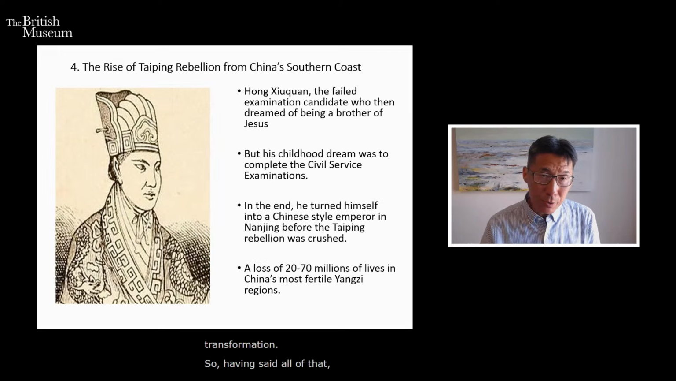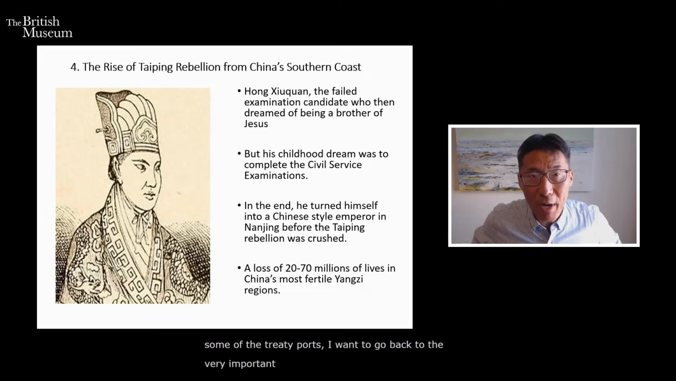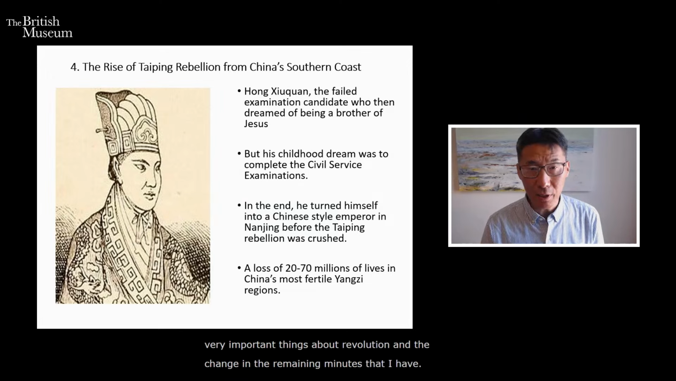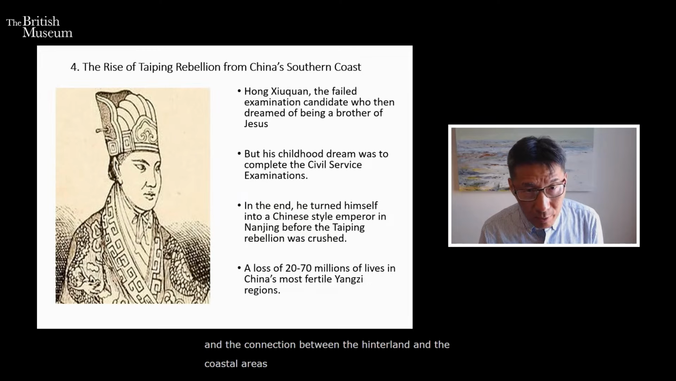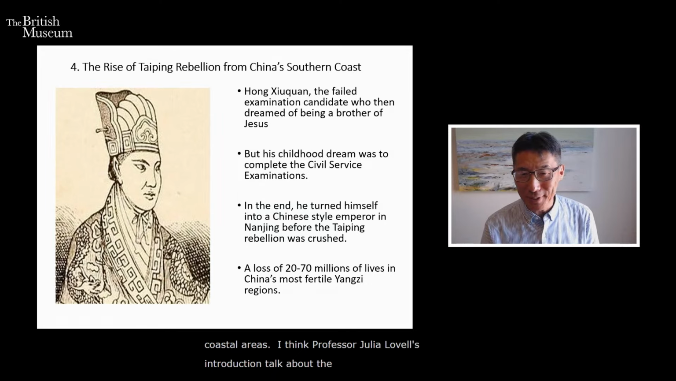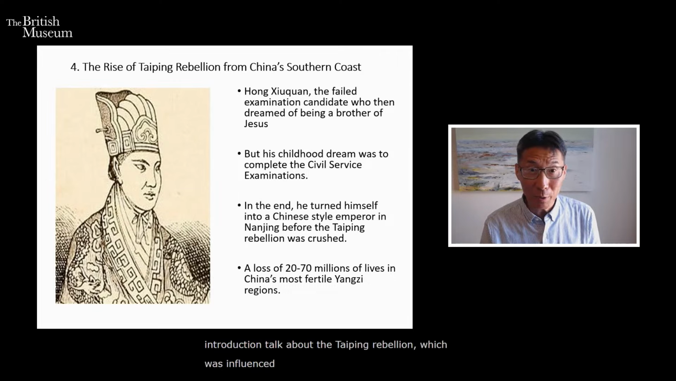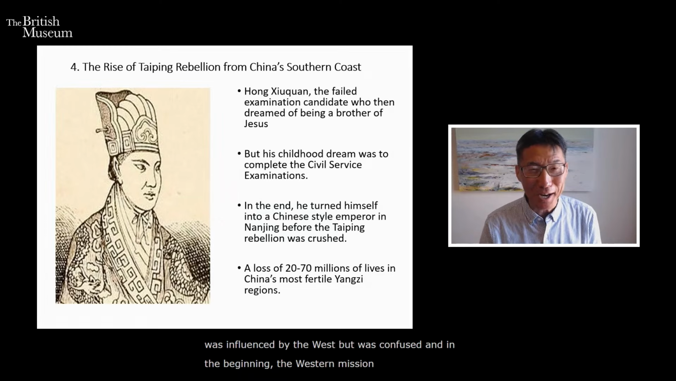I want to go back to the very important things about revolution and political change in the remaining minutes that I have. To some degree, I want to go back to the hinterland, or the connection between the hinterland and the coastal areas. Professor Lovell's introduction already talked about the Taiping Rebellion, which to some degree was influenced by the West, but of course it was completely confused. In the beginning, Western missionaries were excited that this was a Christian revolution coming into China, but it turned out that was not the case.